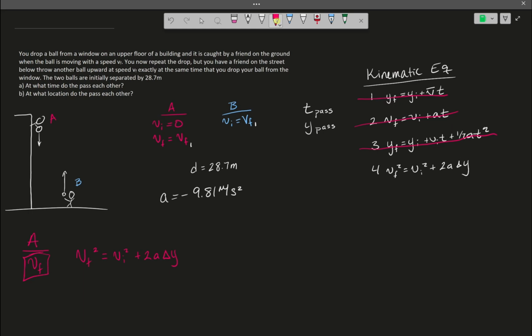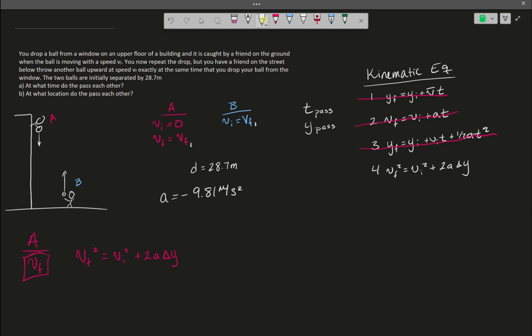I know that this final velocity we're not really given, that's stated in this problem, is the final velocity when my friend catches the ball. And if the 2 balls are initially separated by 28.7 meters, that means that when my friend catches the ball, my ball has been displaced 28.7 meters.